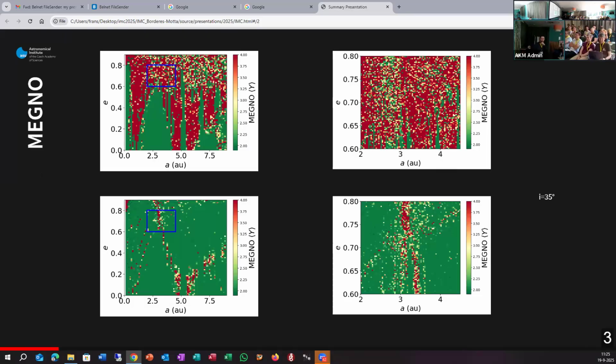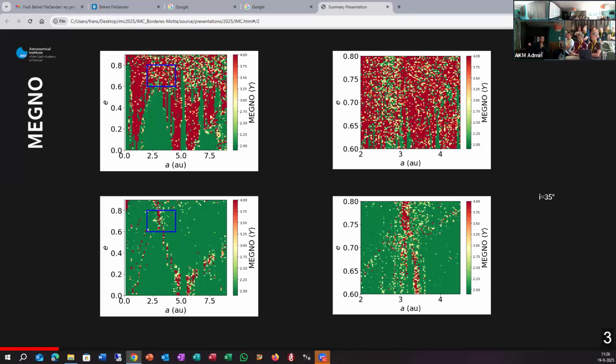Okay, so for the stability, I'm using MEGNO. Well, I will not have time to explain this very well, but this is a map of how the orbits are unstable. Here we just keep in mind that green is a stable orbit, red we are going for chaos in this case, okay? So in the top left panel, we see the more standard map for the solar system.